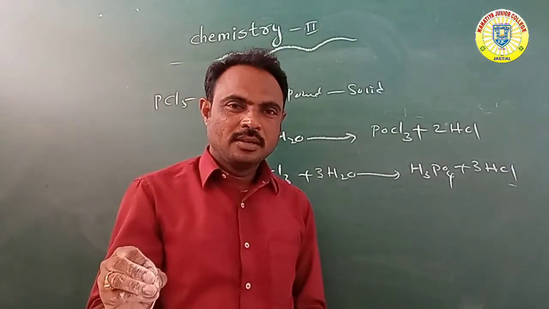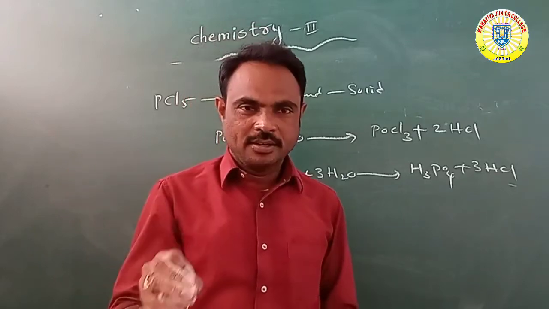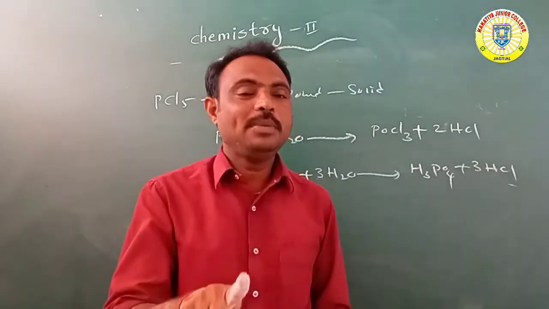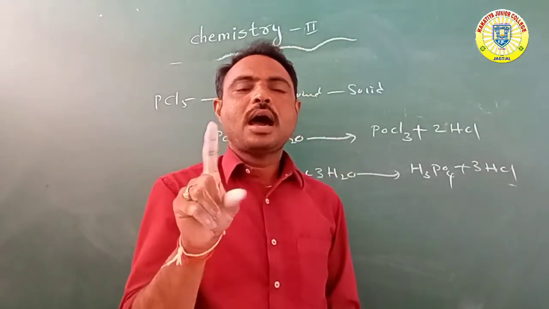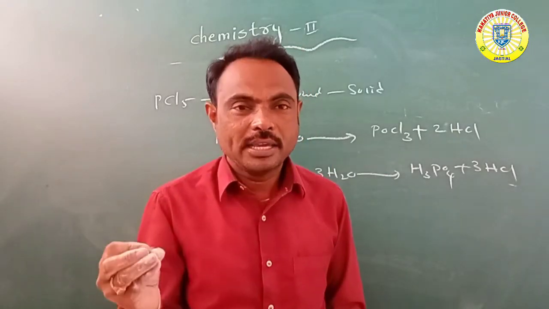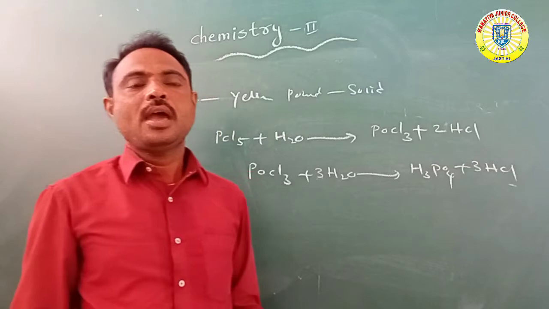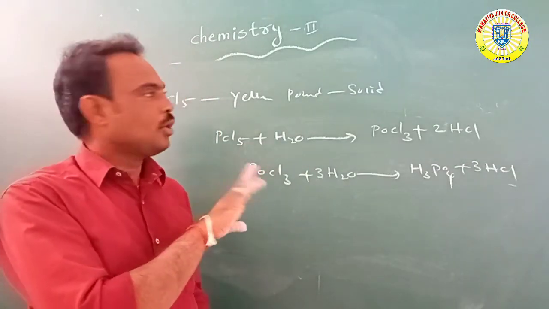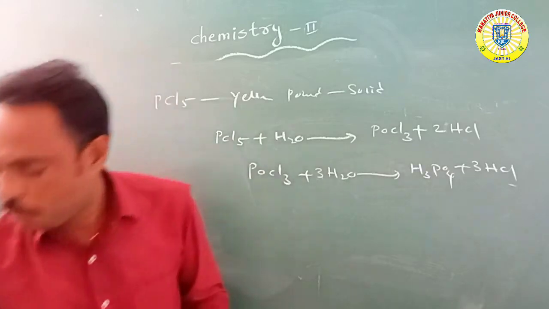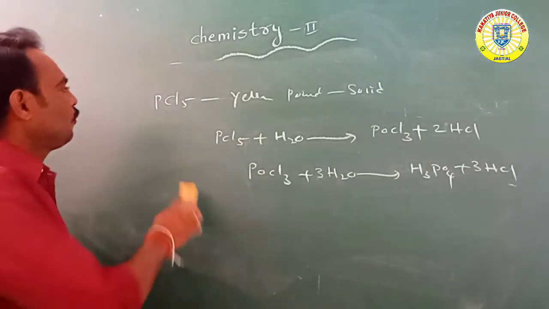H3PO4 means phosphoric acid, also called orthophosphoric acid. H3PO3 means phosphorus acid. So these are the physical properties of PCl5.